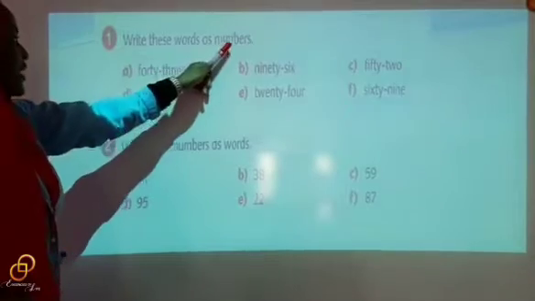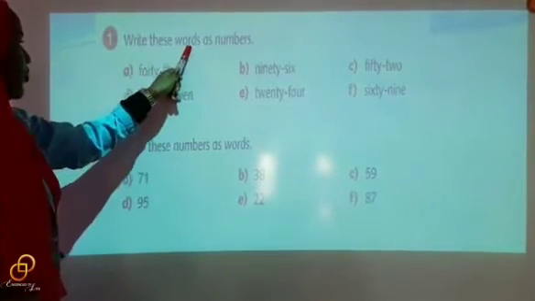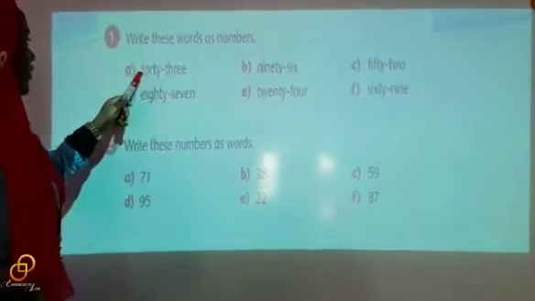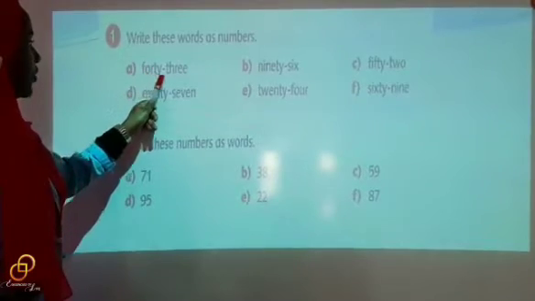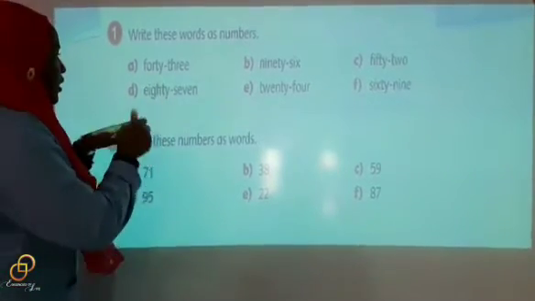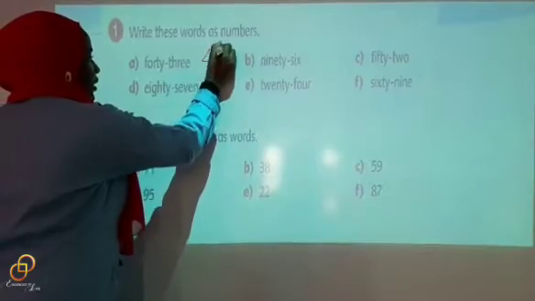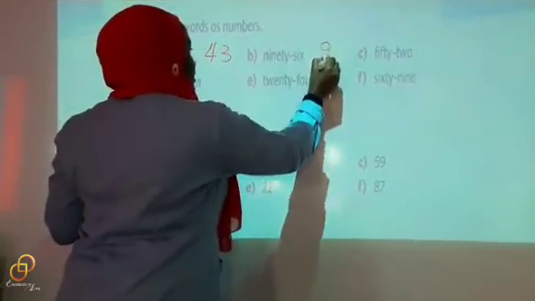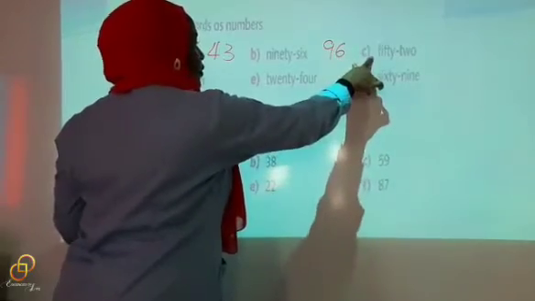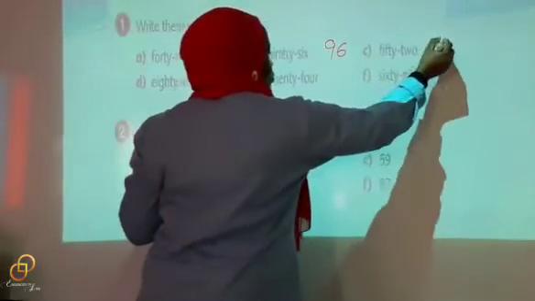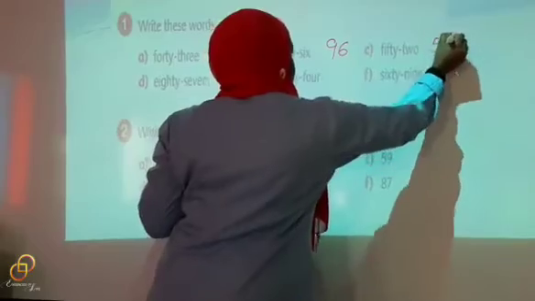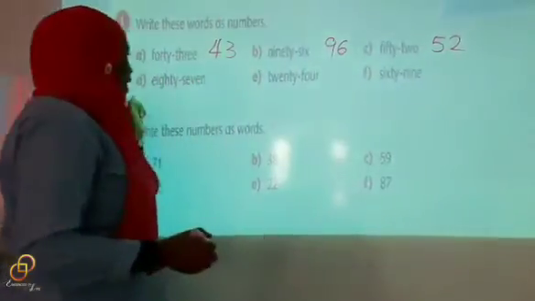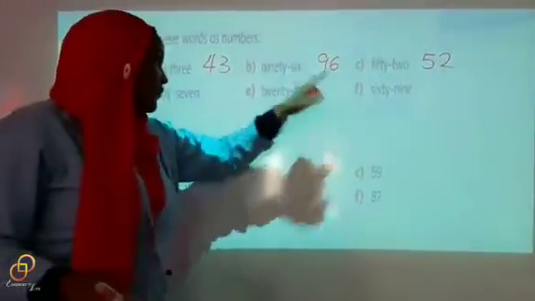Write these words as numbers. So the first one is 43. So write 43. The second one is 96. The third one is 52. So answer D, E, and F yourself.